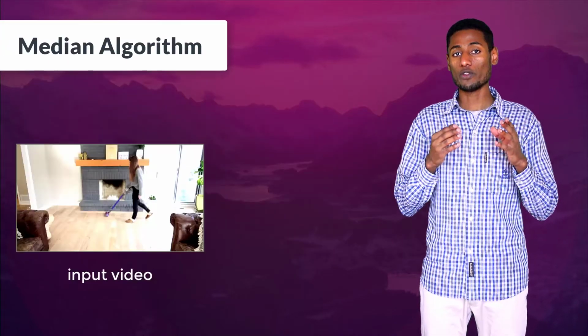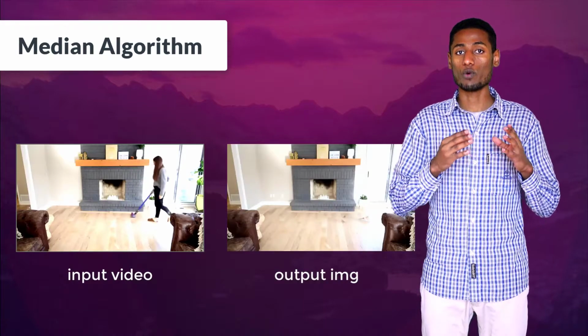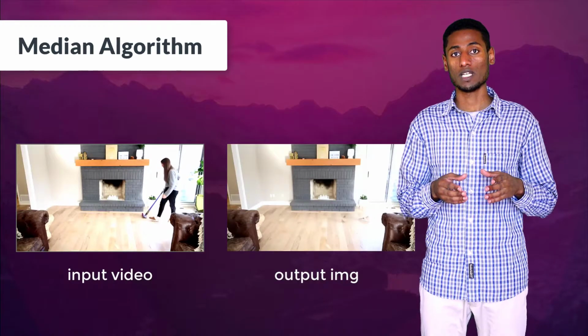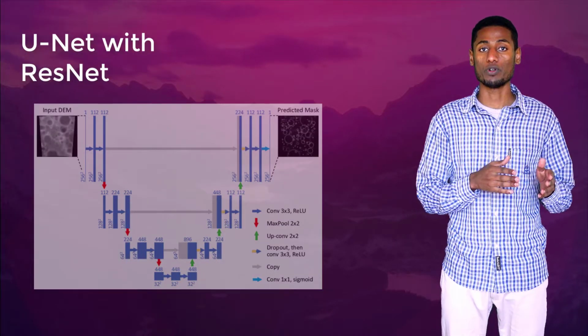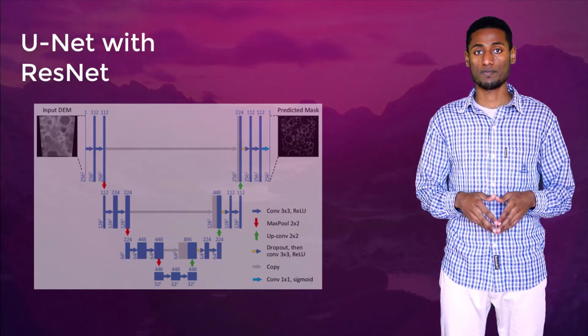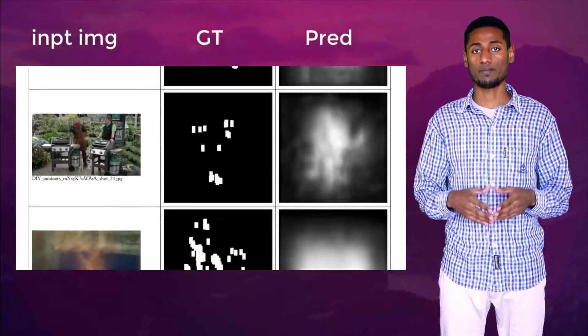Next, in order to get only the static things in the video, we used a median algorithm to do that. Now we have the median image corresponding with the floor mask. And now we are ready to begin training. We used a U-Net architecture with a ResNet backbone to do the segmentation. After training the model, we now have a floor prediction model.